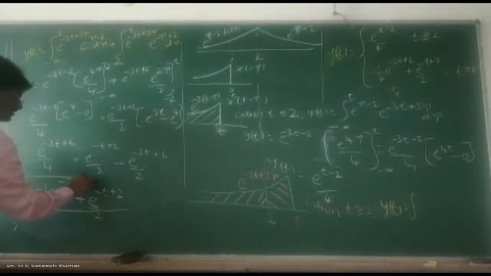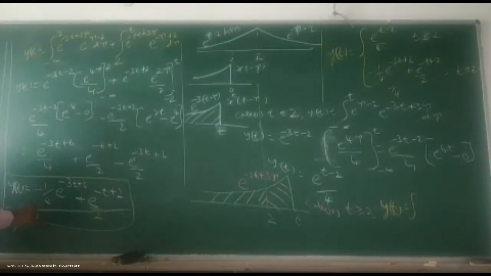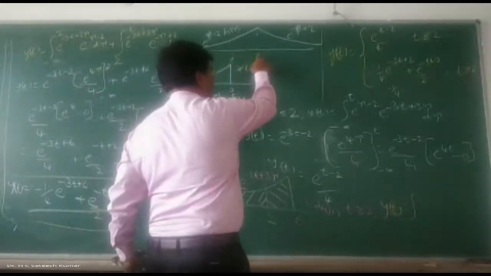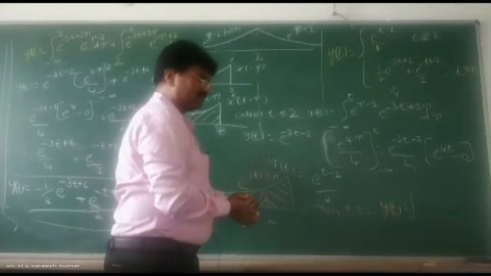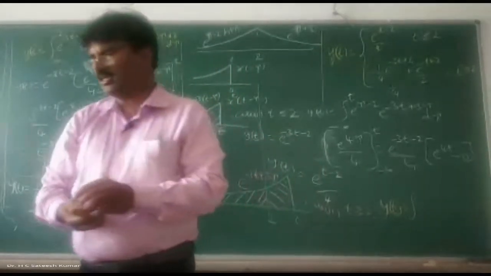So the only thing is, while taking it, I have not taken the shift of it. That is only 2. Instead of 2, I have taken a 0 in the last class. This 2 is correct. So a small mistake I did, sorry.